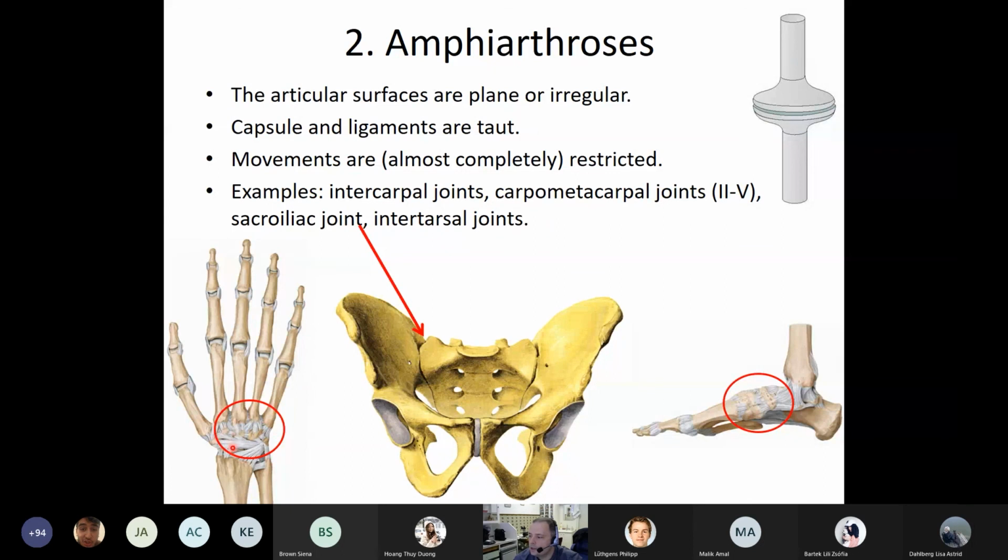The carpal bones are joined by amphiarthrosis with each other. These are called the so-called intercarpal joints, but then the metacarpal bones are connected to those by carpometacarpal joints again, except that of the thumb. The others are amphiarthrosis. The sacroiliac joint also is a fixed joint, and the bones in the root of the foot, tarsal joints, intertarsal joints, are also fixed joints. They don't allow any movement, but they have a true cavity, they have a capsule, they have ligaments, but they don't allow you movements or only very restricted ones.